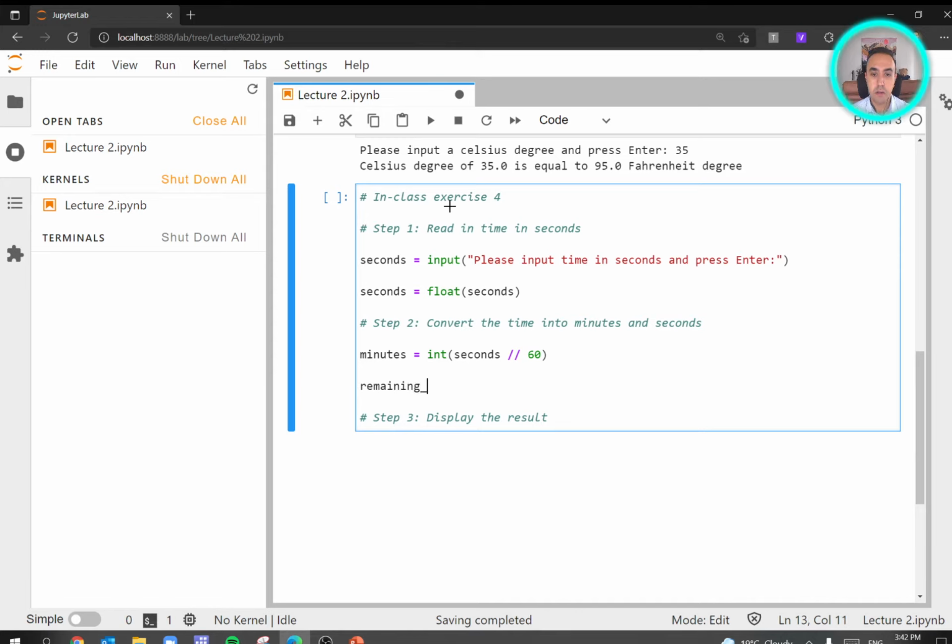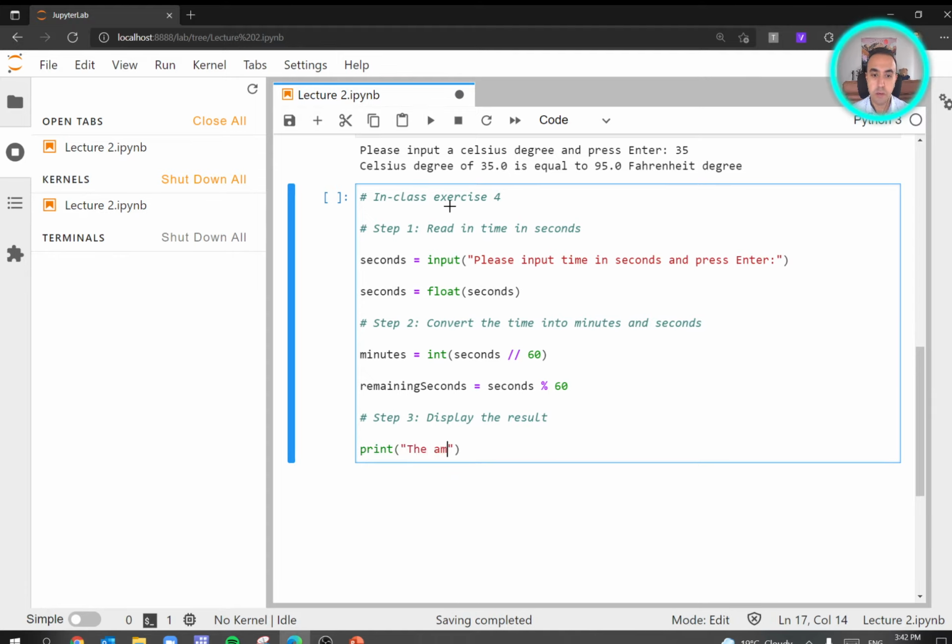Then the remaining seconds. You can use an underscore, or you can use capital S. This is going to be the remainder operation, right? So for instance, 200 remainder 60. If you divide it by 60, the remainder will be 20. And then I'll display the result.